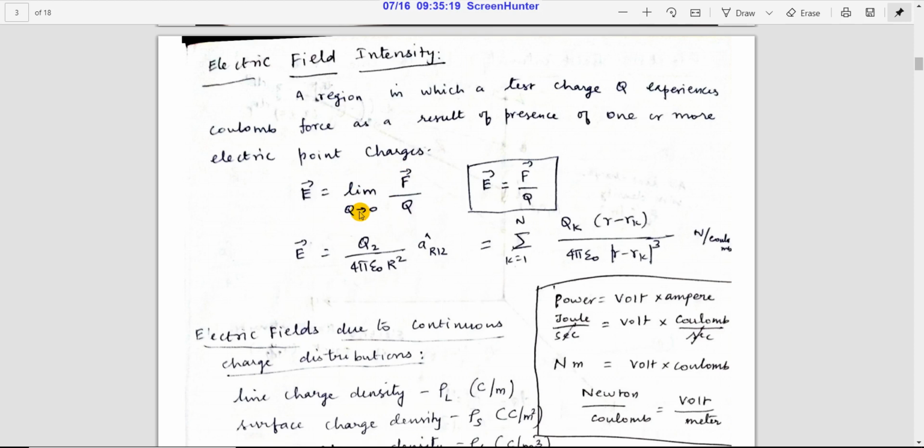The limit applies as Q tends to 0. So if you substitute the value of force from Coulomb's law, then you will get the answer: E vector is equal to Q2 divided by 4 pi epsilon naught r square, AR12 cap. So this unit vector has been derived from Coulomb's law, and that Coulomb's law will only be applicable when the charges are in a straight line and the charges are in a medium.